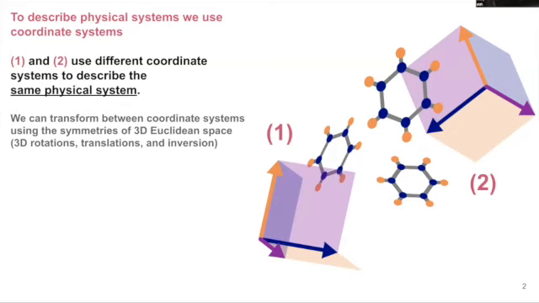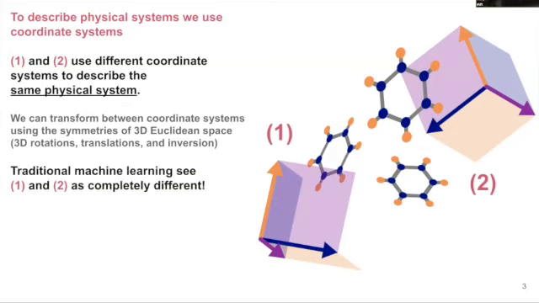So why might this be problematic when you want to use machine learning on this type of 3D data? Well, the problem is that traditional machine learning sees the description from coordinate system 1 and coordinate system 2 as completely different, unrelated. It would have to learn how these things are related, and that's rather inconvenient.